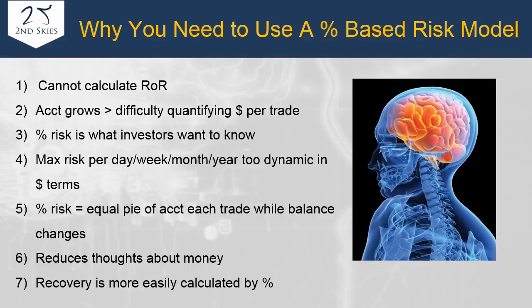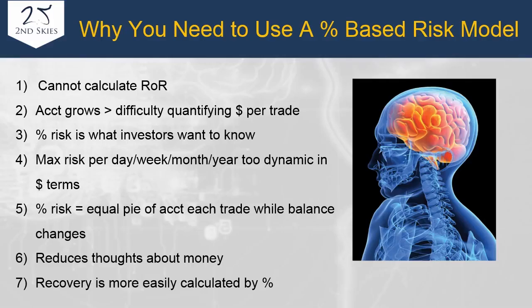Going back to point 4, max risk per day, week, month, year, you need to know exactly how much you're risking per trade, week, month, and year so that you know, okay, I'm only willing to risk 5% a month, 10% a month. Because I know I might have a max losing streak of 3 months in a row. So if I'm risking 5% a month, then I know I'll never lose more than 15%. Try and do those calculations in dollar terms as your balance increases and decreases. It's a royal pain in the arse.